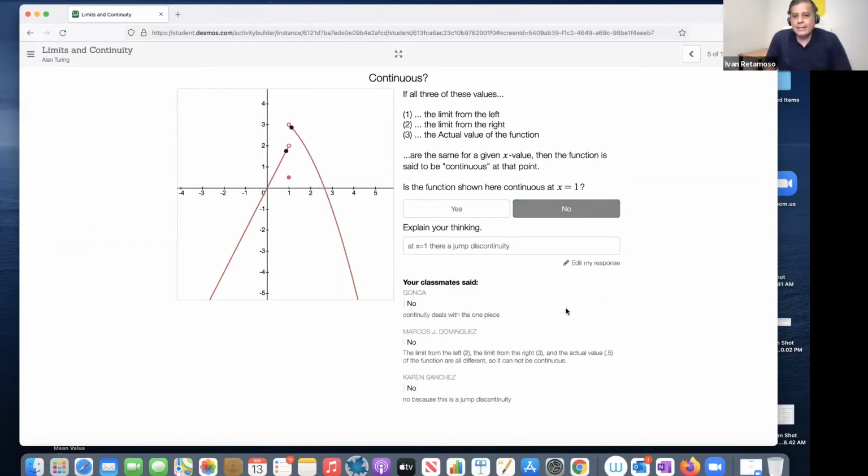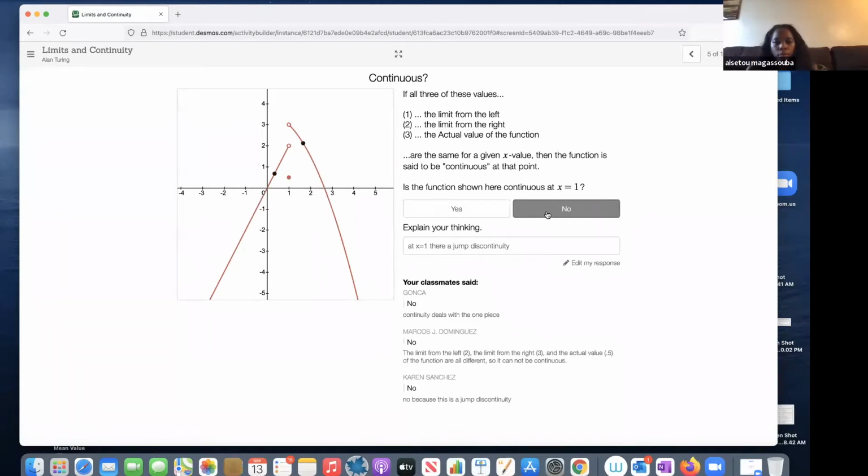When you share with class, you will get to see what your classmates have posted, right? For example, here I can see that Gonka posted, no, continuity deals with all in one piece. Excellent answer. I will give you full credit for it. Marcus also, right? No, the limit from the left, the limit from the right, and the actual value of the function are different. Good answer, right? This is a formal answer. So cannot be continuous. No, because it's a jump discontinuity. Great, Karen. As you can see, guys, these challenges are not that difficult, right? Just follow your common sense together with what we cover in class, and that should be good.